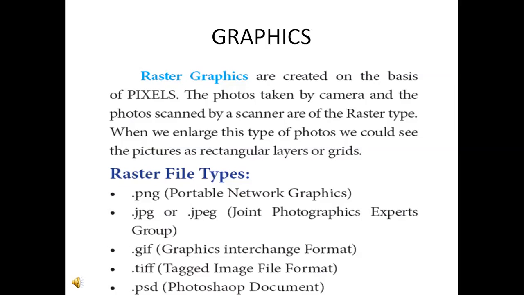So raster file types are .png, portable network graphics. PNG means portable network graphics. .jpg or .jpeg, joint photographic experts group. Next type is GIF, graphics interchange format, and TIFF, tagged image file format, and PSD, Photoshop document. These are the raster file types.